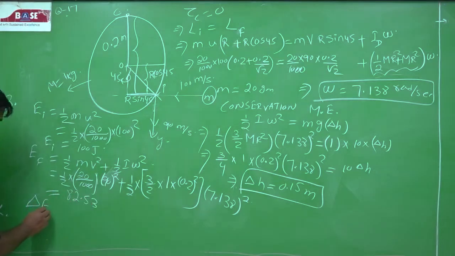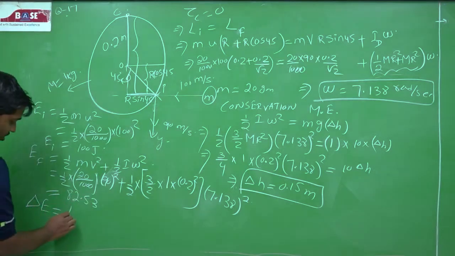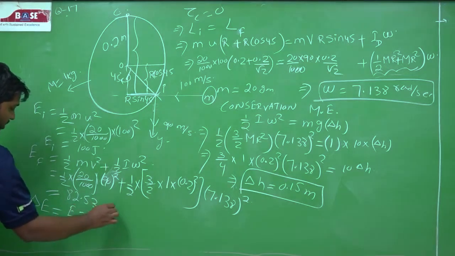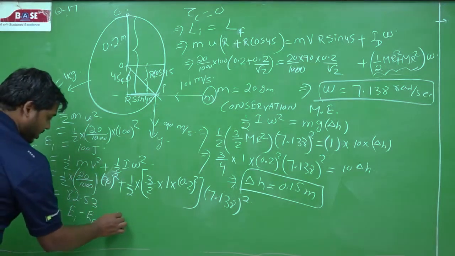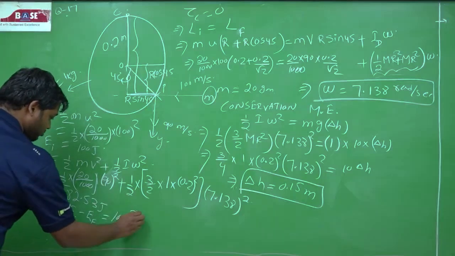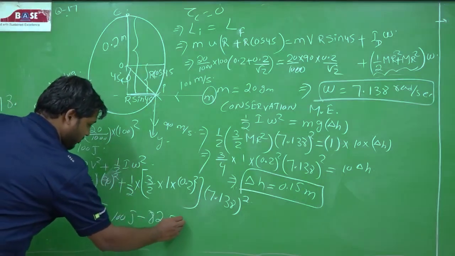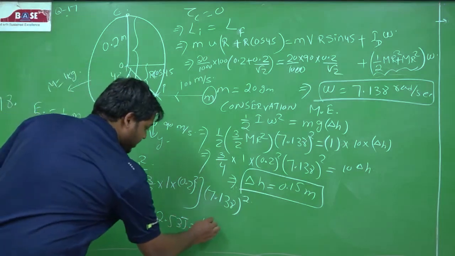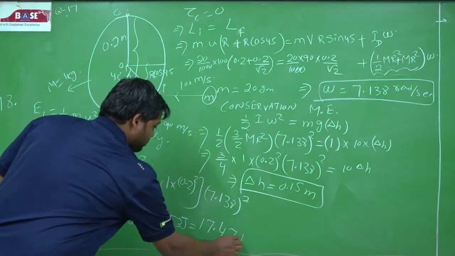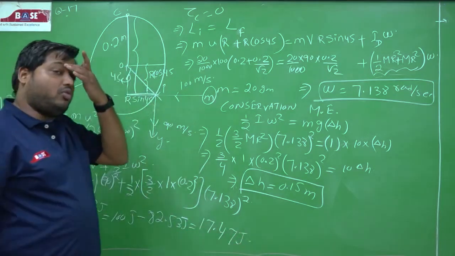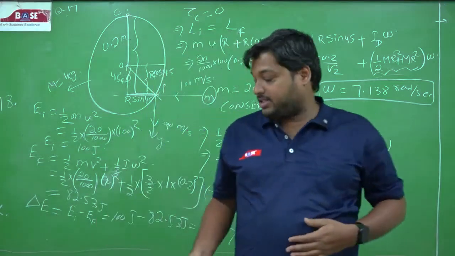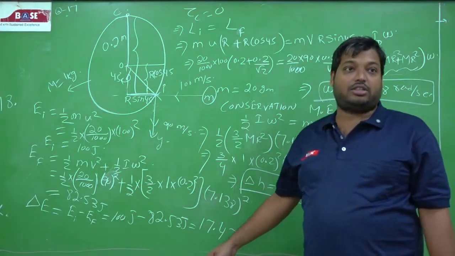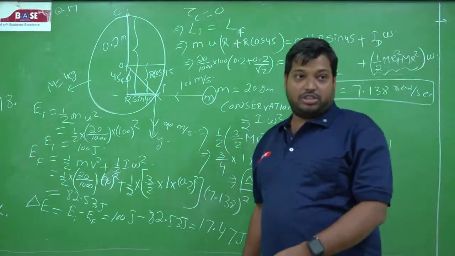Now change in energy delta E will be energy initial minus energy final. This one will be 100 J minus 82.53 J, which will give you 17.47 J. Okay. So as we are doing the initial minus final and we are getting the positive energy, so that means energy is lost. This much is done. Thank you.